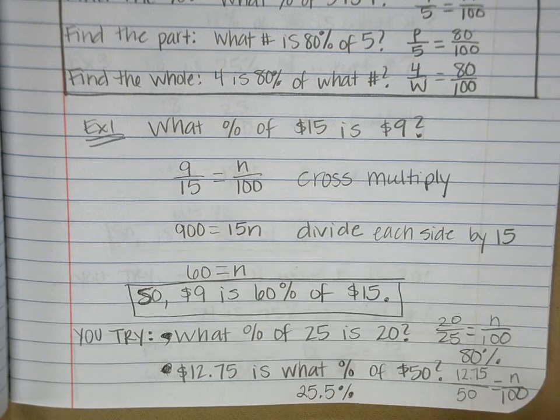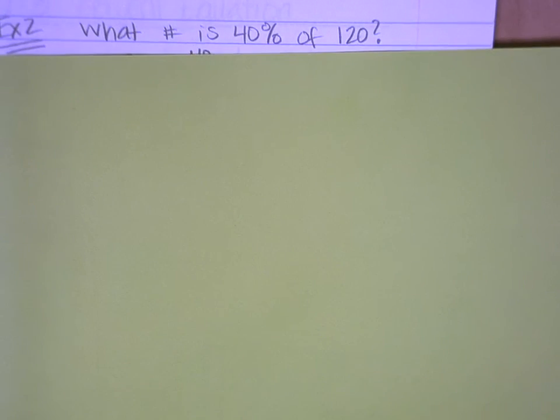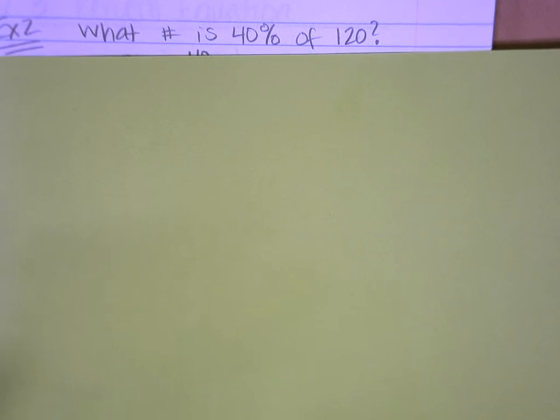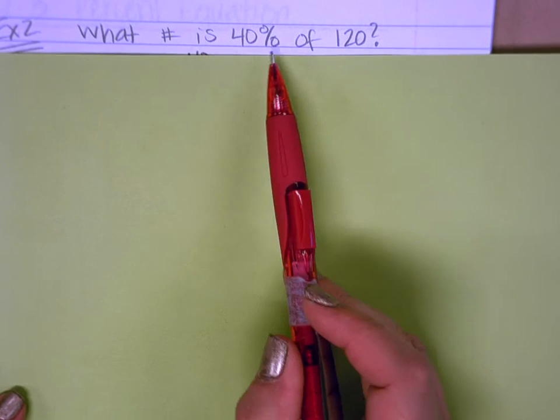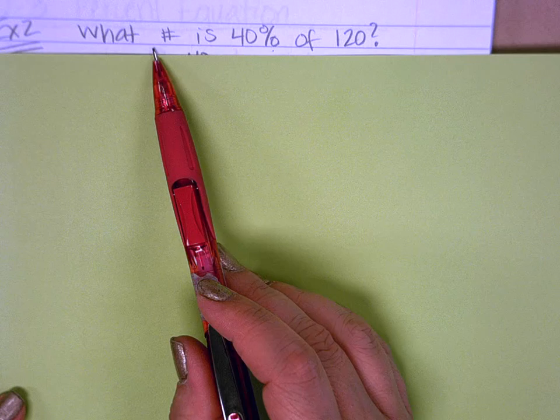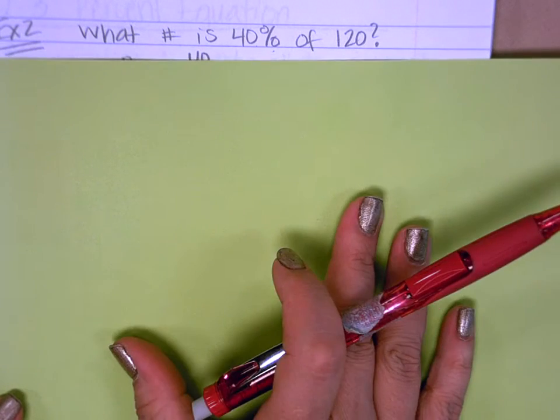All right, next page. Here we go. Here's another example, you guys. This is another way they look, okay? Shh. We're looking for a number that is 40% of 120. Are we looking for the part or the whole or the percent? Part. Good. Because we have the percent. And this is what number is 40% of 120. That's the whole. So this is how you set it up.